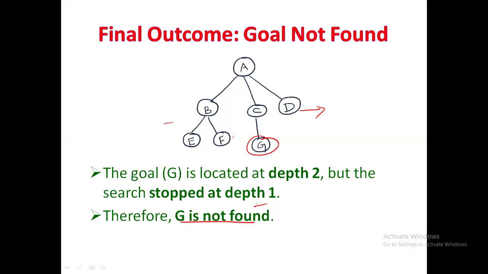In this example, the goal G was located at depth level 2, but the search was restricted to depth level 1, causing it to miss the goal. This makes DLS less reliable for problems where the goal may not be within the search depth. Another disadvantage is that DLS is incomplete if the goal lies beyond the given depth. If the depth limit is set too low, large portions of the search space are never explored, which can lead to an unsuccessful search even if a solution exists beyond the set depth.